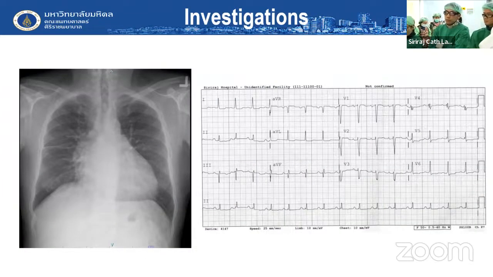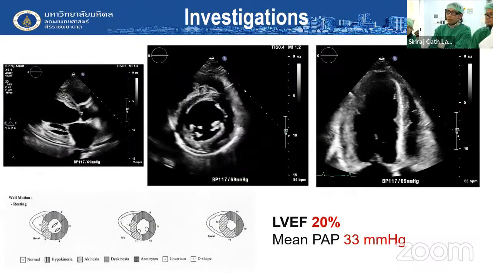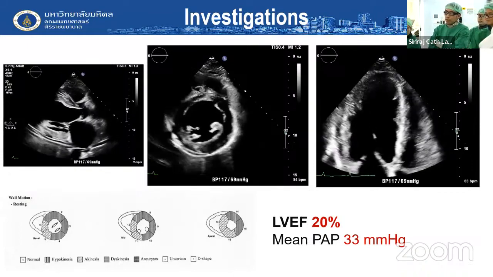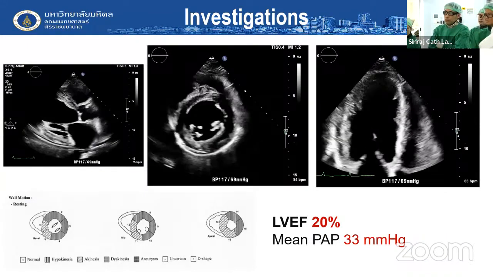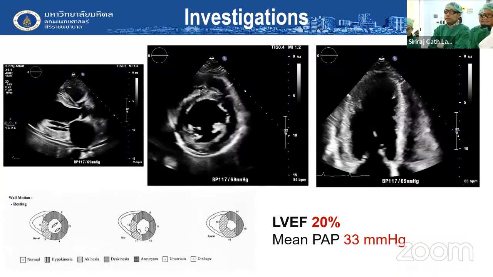His chest X-ray demonstrated increased cardiothoracic ratio, that means cardiomegaly, and there's some fluid in the Kerley B lines. And the ECG shows intraventricular conduction delay and diffuse ST segment depressions. Next slide, please. And the echocardiogram demonstrates severe LV dysfunction. The LV ejection fraction was about 20% with pulmonary hypertension from the left heart disease. Next slide, please.